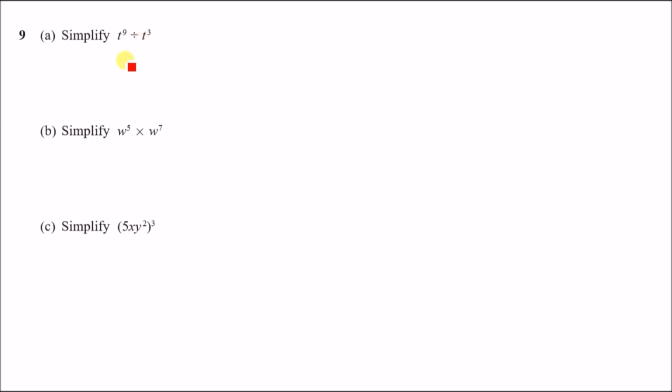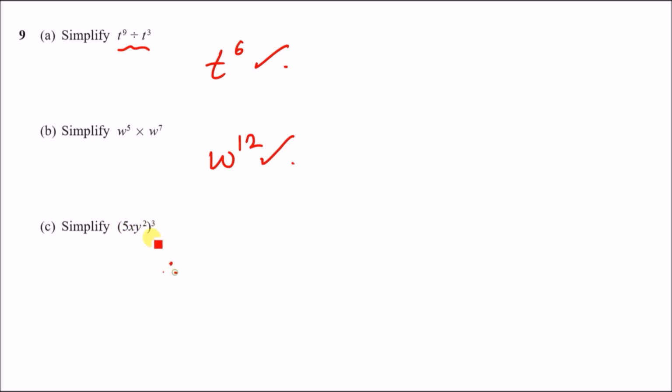So part A, simplify t to the power 9 divided by t to the power 3. When you divide, you subtract the powers. So you got 9 take away 3, which is 6. So it's t to the power 6. Next one, simplify this. w to the power 5 times w to the power 7. When you multiply, you add the powers. So 5 plus 7 is 12. w to the power 12. Last one, simplify 5xy squared, all of it cubed.